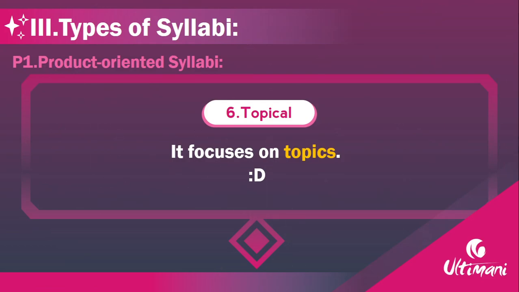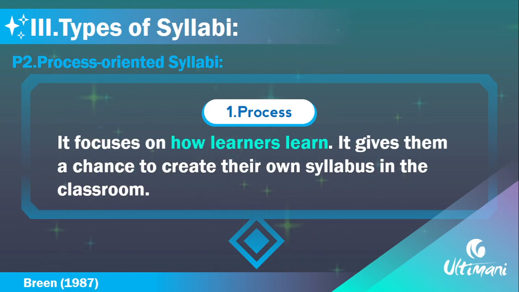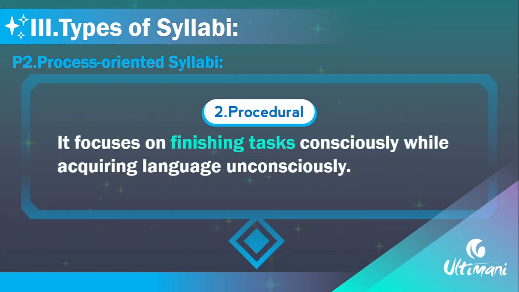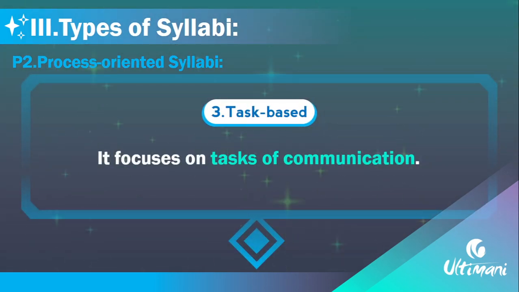Now to the first type in the process-oriented syllabi, the process syllabus. It focuses on how learners learn, and it gives them a chance to create their own syllabus in the classroom, like what resources they want to use, how to study, where to study, even when to study. And the second type is the procedural syllabus, which focuses on finishing tasks consciously while acquiring the language unconsciously.